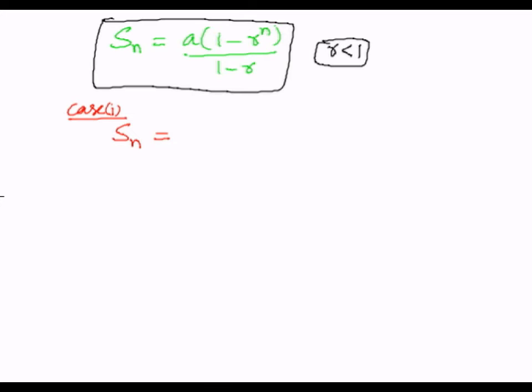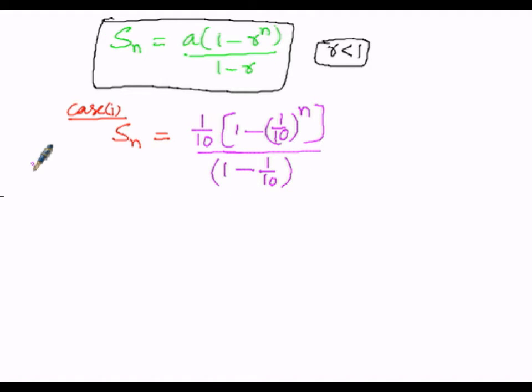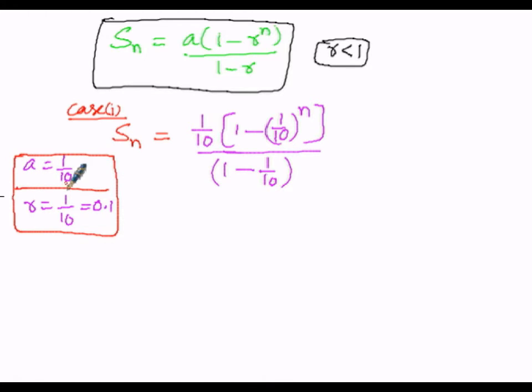So here a is 1 by 10, bracket 1 minus r value which is 1 by 10, but whole to the power of n, which is unknown, overall divided by 1 minus r. 1 minus r is again 1 by 10. Here a is 1 by 10 and r is also 1 by 10, or in other words we can write it as 0.1. Based upon these values, we wrote this logical step.